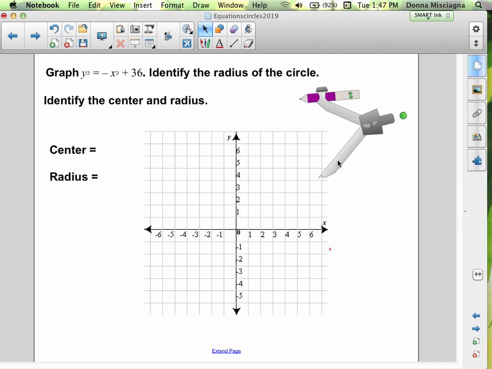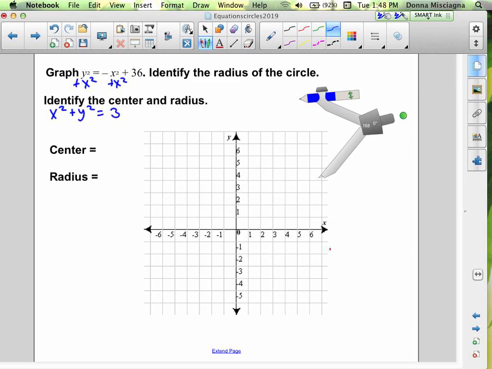All right, so first of all, we need to rewrite this equation because that's not in standard form. So we want to add x squared to both sides because the x squared and the y squared should be on the same side. So we have x squared plus y squared equals 36. You see nothing is added to x and y. That means the center is 0, 0. This is x squared plus y squared equals radius squared. So 36 is 6 squared, and that means the radius is 6.